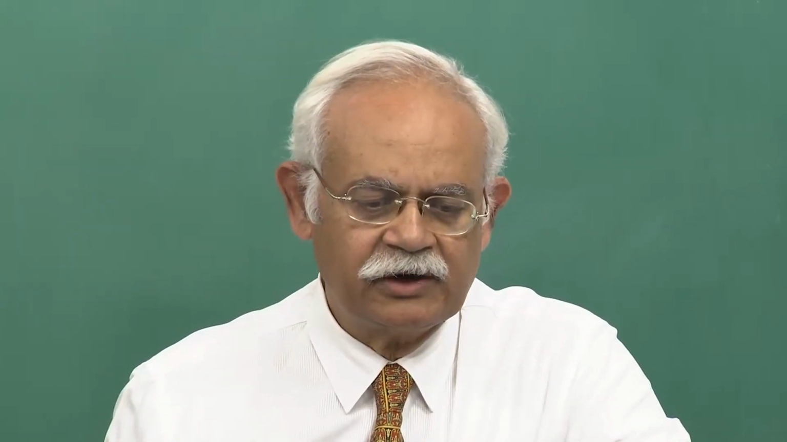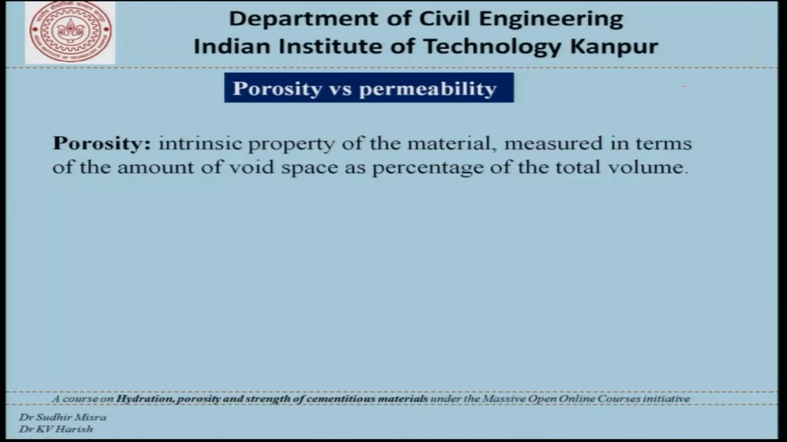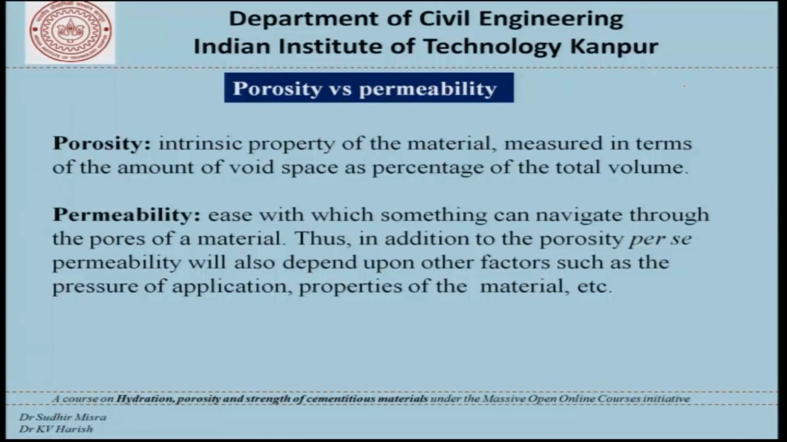Now to review our concepts of porosity and permeability, porosity is the intrinsic property of the material measured in terms of the amount of void space as a percentage of the total volume, whereas permeability is the ease with which something can navigate through the pores of that material. Thus, in addition to the porosity per se, permeability would also depend upon other factors such as the pressure of application, the properties of the material that is permeating and so on.